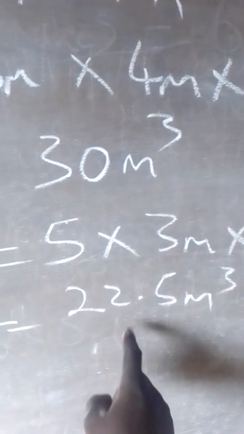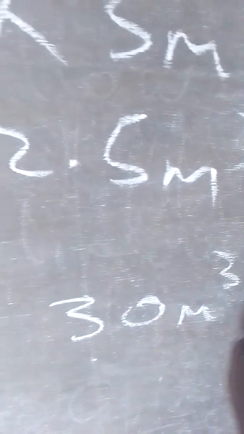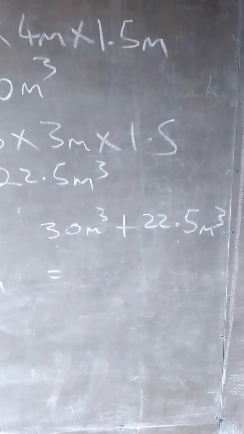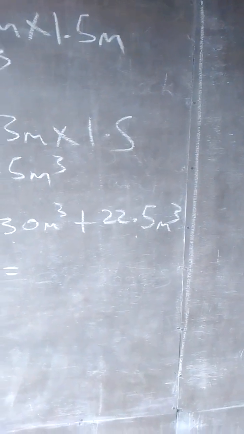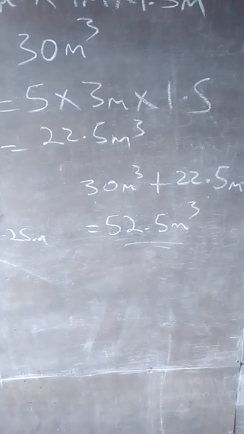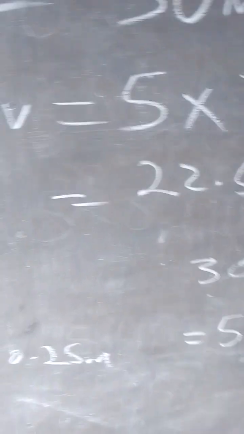Now add both of them together. 30 meter cube plus 22.5 meter cube. What do we have? Let me do some calculation. It means 52.5 meter cube. That's the total volume that is required to fill this little foundation.